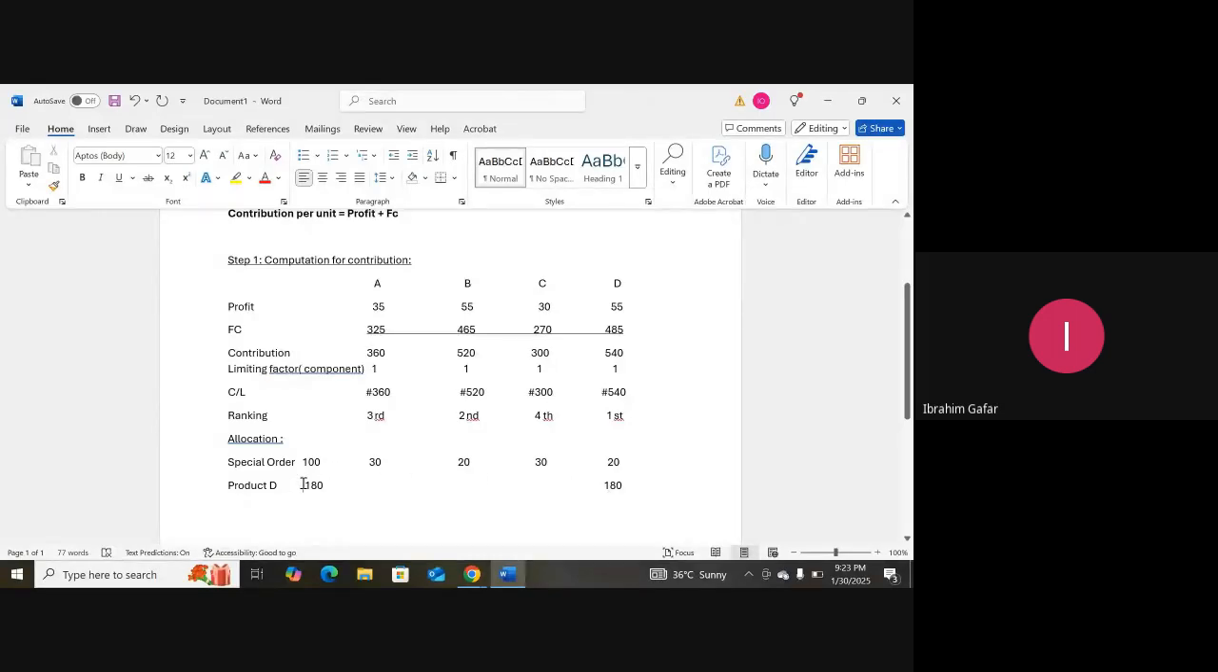So out of this now, what is the balance? I'm talking of the balance. You know, we have 100 special order, 180 now. So what's going to be the balance? 120. 120, because everything is 400, right? So 120 is the balance.